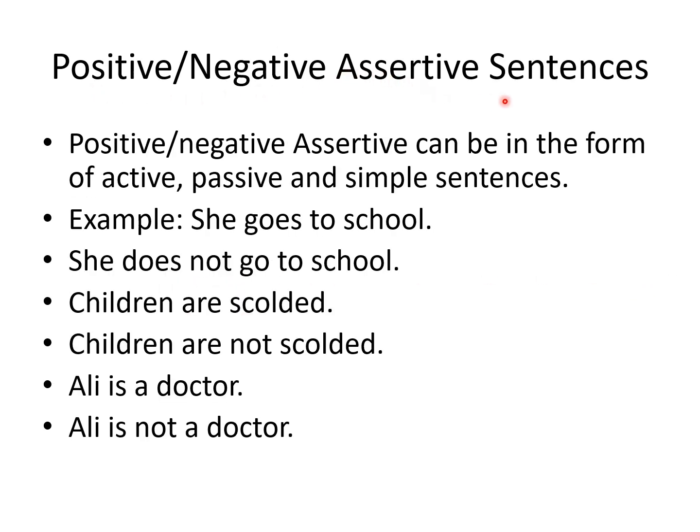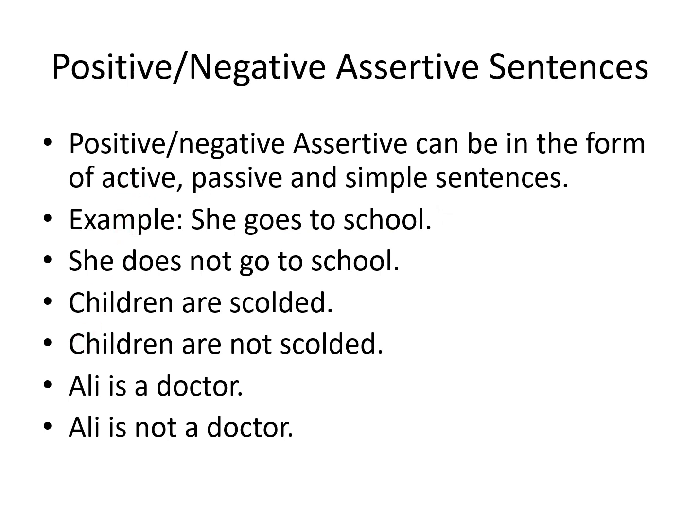Positive and negative assertive sentences. In positive assertive sentences, we use positive assertion in our sentences without using the word not. When we use the word not, it is a negative assertion. So positive and negative assertive sentences can be in the form of active, passive and simple sentences. So let's see our examples.